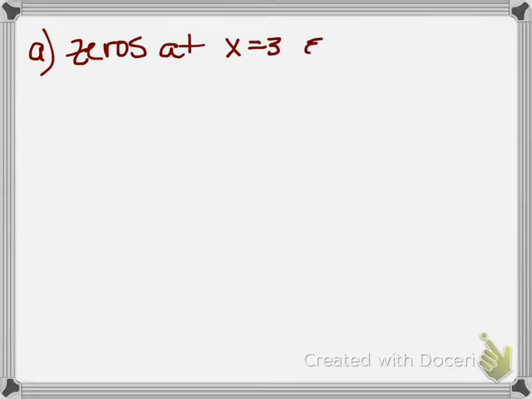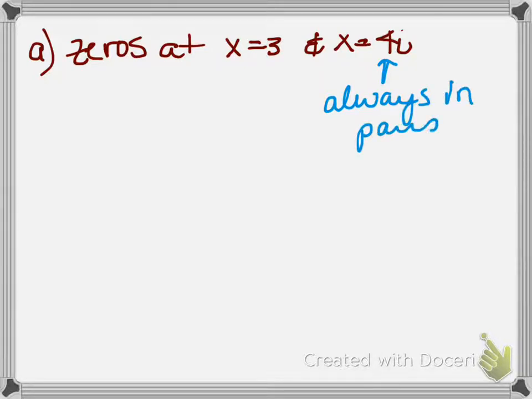General form means that we need it all multiplied out so that each term is separated by addition or subtraction. So we're going to start out by using factored form and then go to general form from there. In A, they tell us that we have zeros at x equals 3 and x equals 4i. Now remember, imaginary numbers always come in pairs. One positive and one negative. Those are their conjugates. Always in pairs.